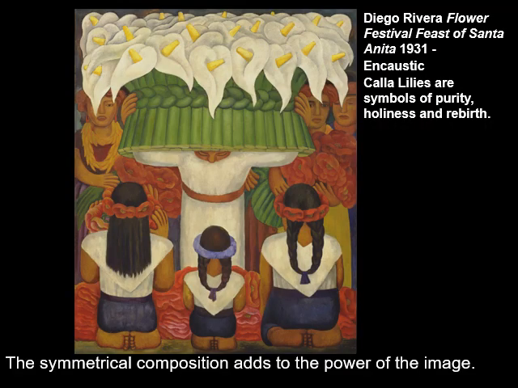Like this Rivera painting. This would be considered symmetrical composition. It's close enough if you divided the canvas in half visually. It looks similar enough on both sides that it would be symmetrical, but it adds to the power and the drama of those big calla lilies and the symbolism behind them. The little feet of the girls, I think that's very charming.